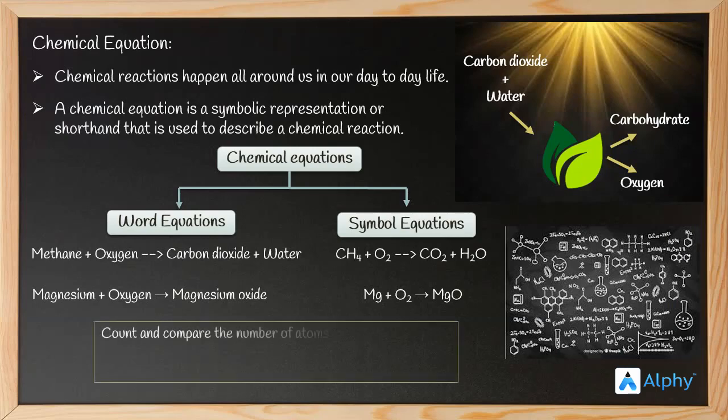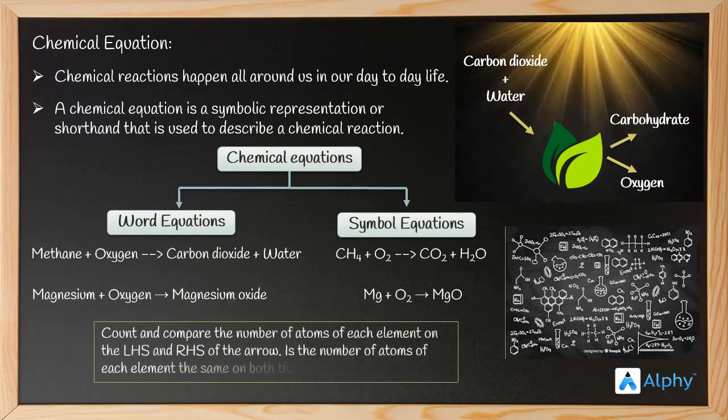Now, count and compare the number of atoms of each element on the left hand side and right hand side of the arrow. Is the number of atoms of each element the same on both the sides? Just consider this example, Mg plus O2 forming MgO. See, magnesium is 1 on each side, which is Mg. But oxygen is 2 on the left hand side and 1 on the right hand side. Why is it so? And is it correct? Let us understand this further.